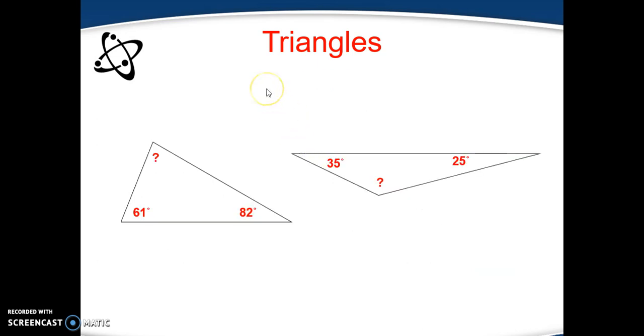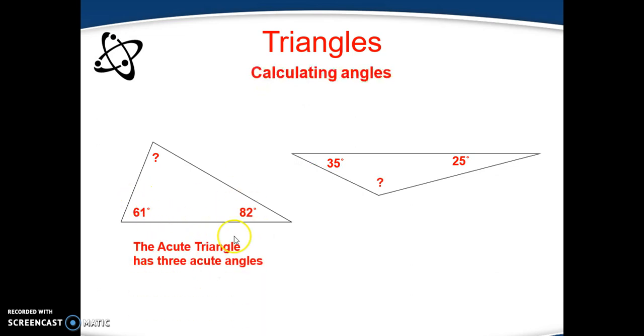Let's have a look at another couple of triangles. This one here is the acute triangle. This means that the three angles within the triangle are less than 90 degrees. And you can see, again, if you add these two together, 82 and 61, that's 143. You take that away from the 180, and that tells you that this here is 37 degrees.